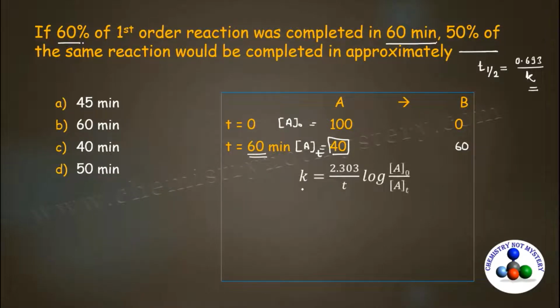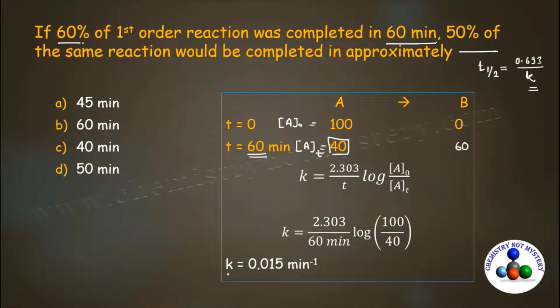By using the equation K is equal to 2.303 over T log A naught over AT. We just have calculated the value of A naught and AT. So place the values in the given equation. So you will get K is equal to 2.303 over 60 minutes log 100 over 40. So here when you calculate it, you will get K will be equal to 0.015 per minute. So we have calculated the value of rate constant.